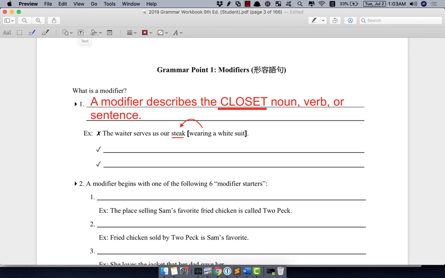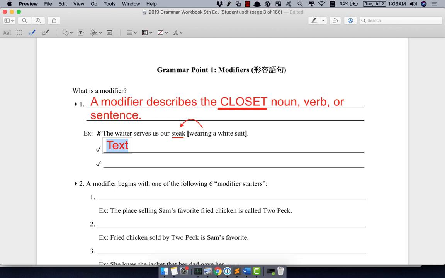The first way is, since wearing a white suit is describing the waiter, or it should be describing the waiter, then you want to move wearing a white suit next to the waiter. Does that make sense? Not next to the steak, because it doesn't describe the steak. So you can say, the waiter wearing a white suit serves our steak.